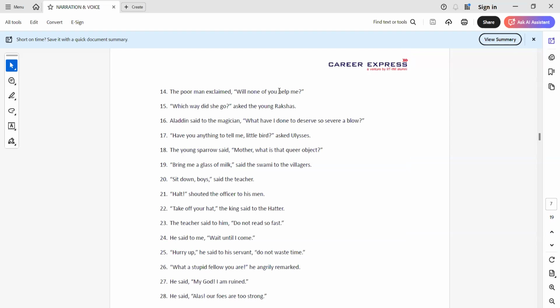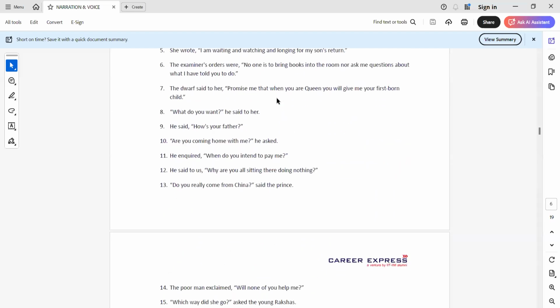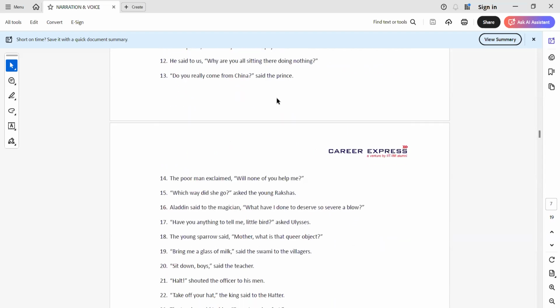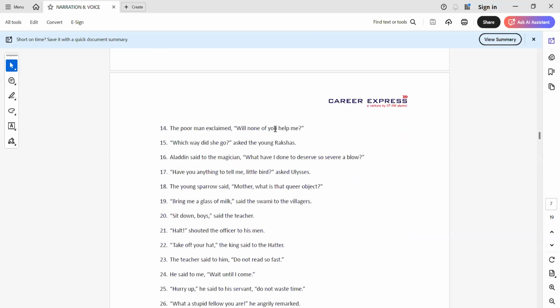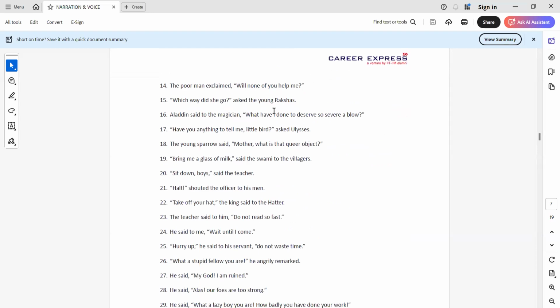The young Rakshas asked which way. Until now, in all the sentences where you replaced you with I, we or us, why are you not using the third person pronoun? Third person in most of the sentences. But if I was also included in that, and if I am telling it to someone else, then I'll just say us.